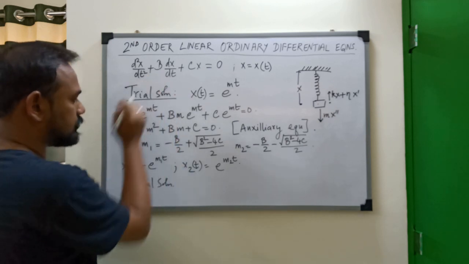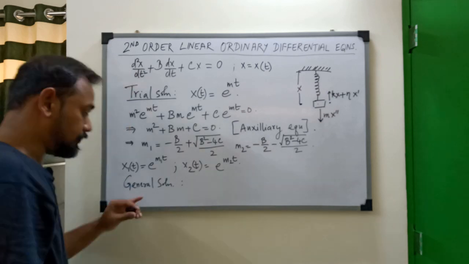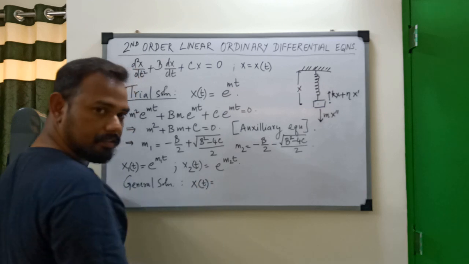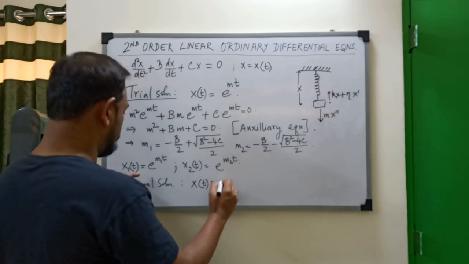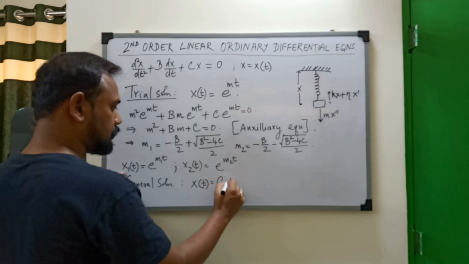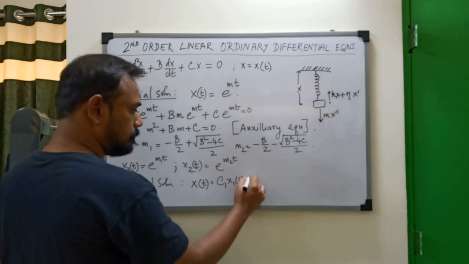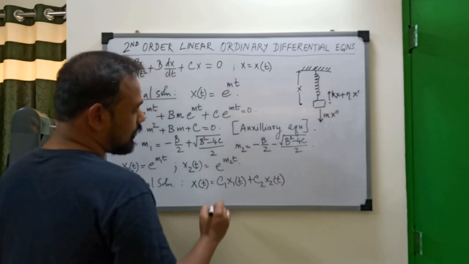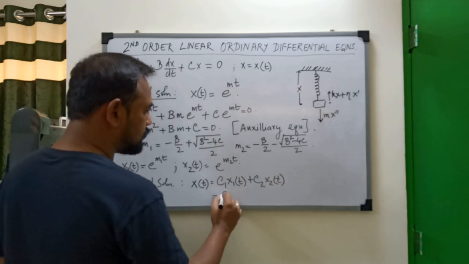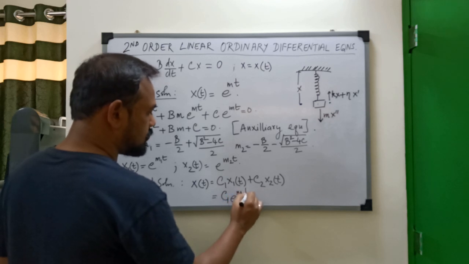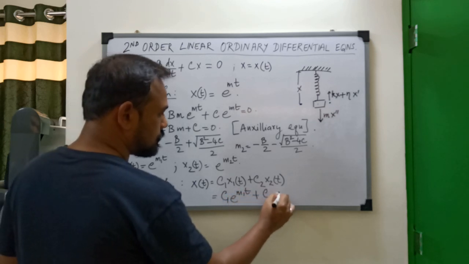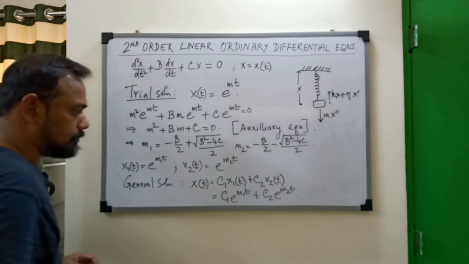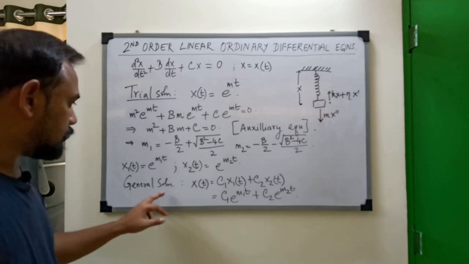for this given homogeneous differential equation will be x(t) equals some constant times the first solution plus another constant times the second solution. And if you write that out, this will be c1 e to the power m1 t plus c2 e to the power m2 t, where m1 and m2 are calculated by these formulas, and that's your general solution.